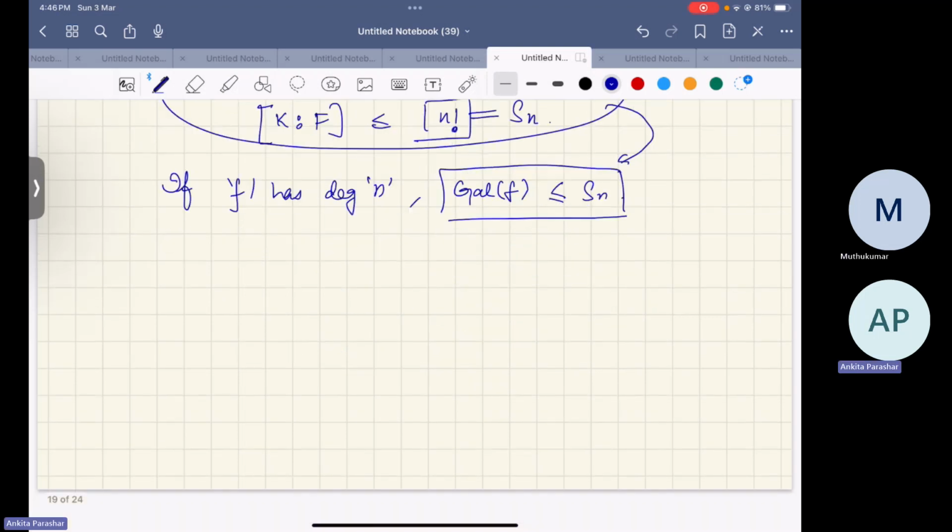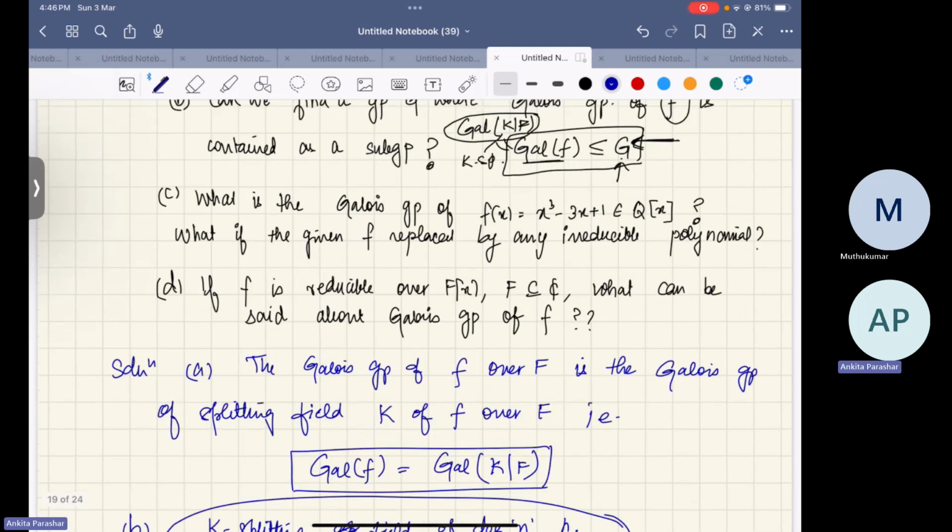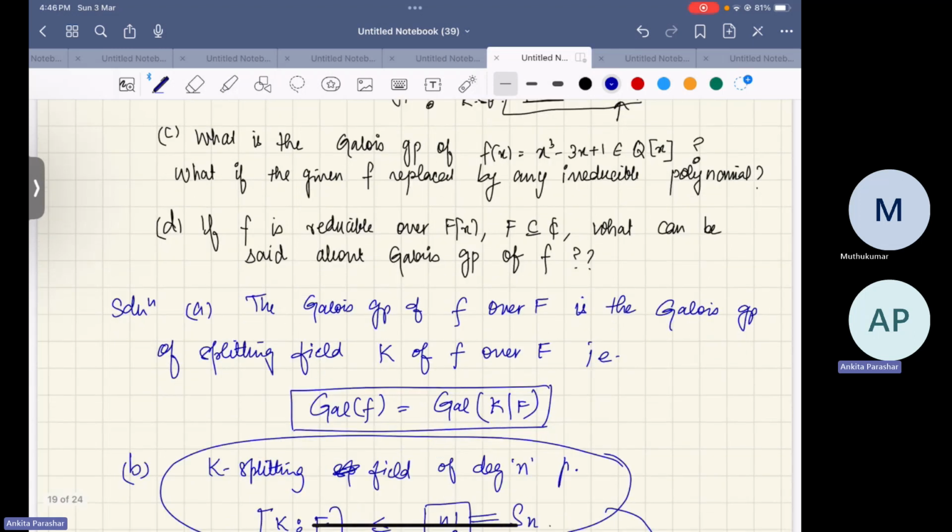Now, if f is irreducible, the next question is, okay, let's leave that. Look at part C. What is the Galois group of the polynomial x cube minus 3x plus 1? Do you know anything about this polynomial? Any result about this polynomial?